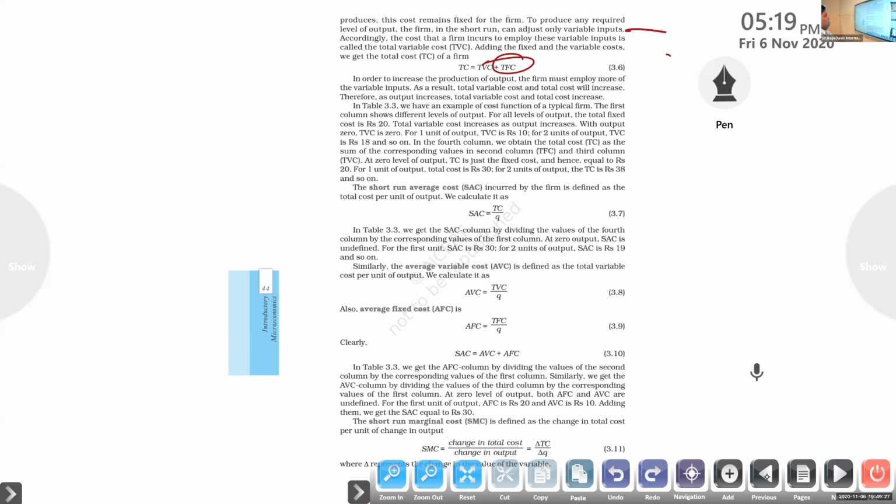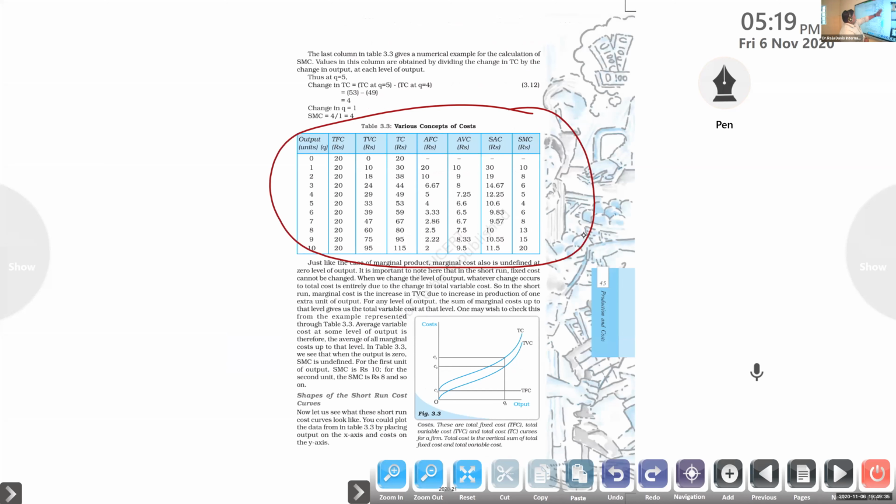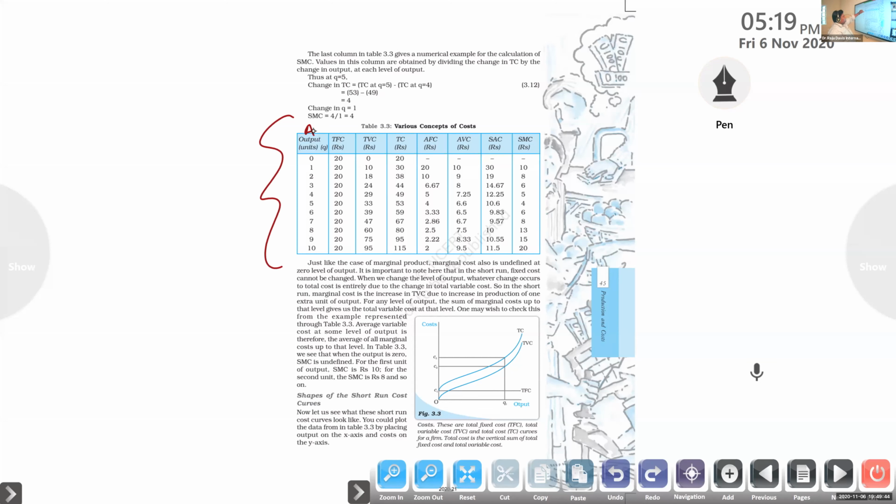For all levels of output, the total fixed cost is ₹20. So coming to the table here. Output is provided in column A. Just for understanding, I'm keeping column A. You can see output is 0, 1, 2, 3, 4, 5, 6, 7, 8, 9, 10. Output is increasing, but TFC is not increasing. Total fixed cost is ₹20 only, because it is fixed. Clear?